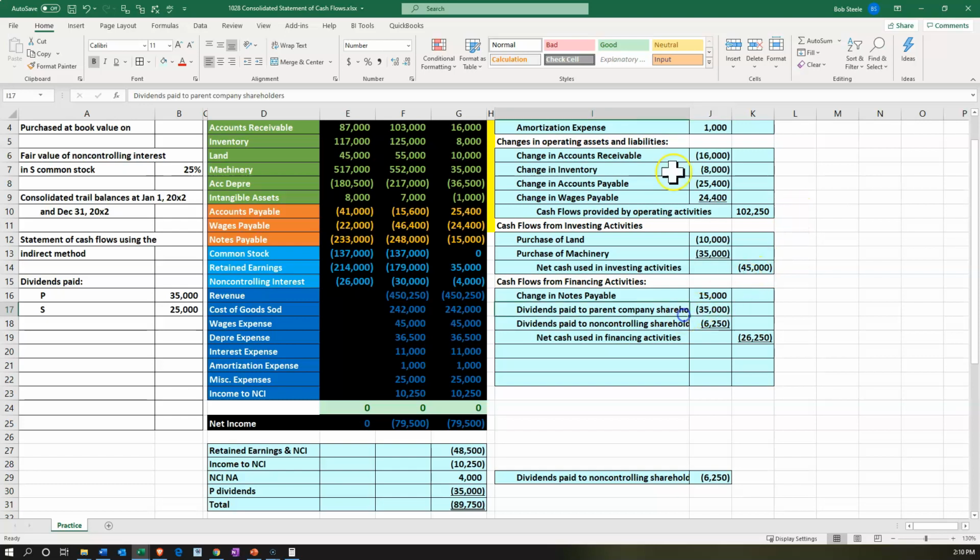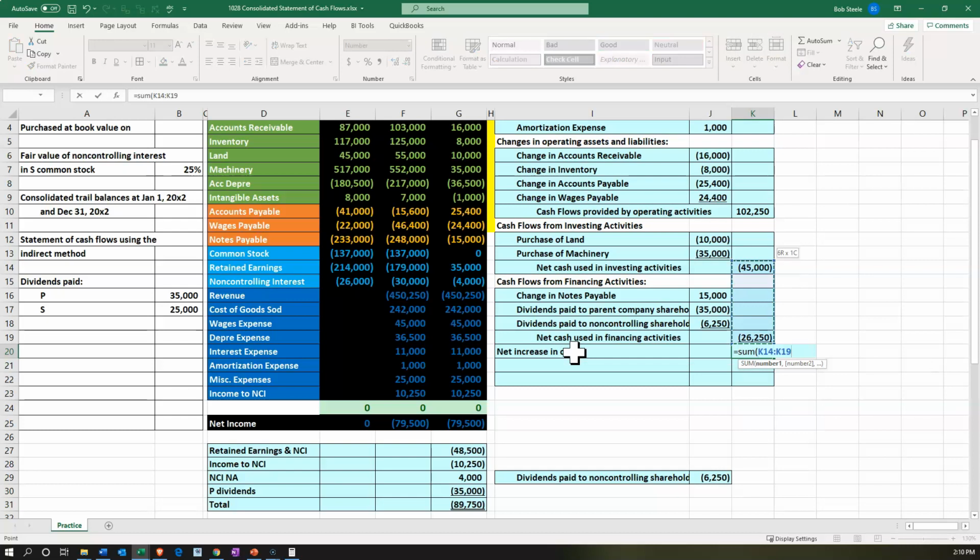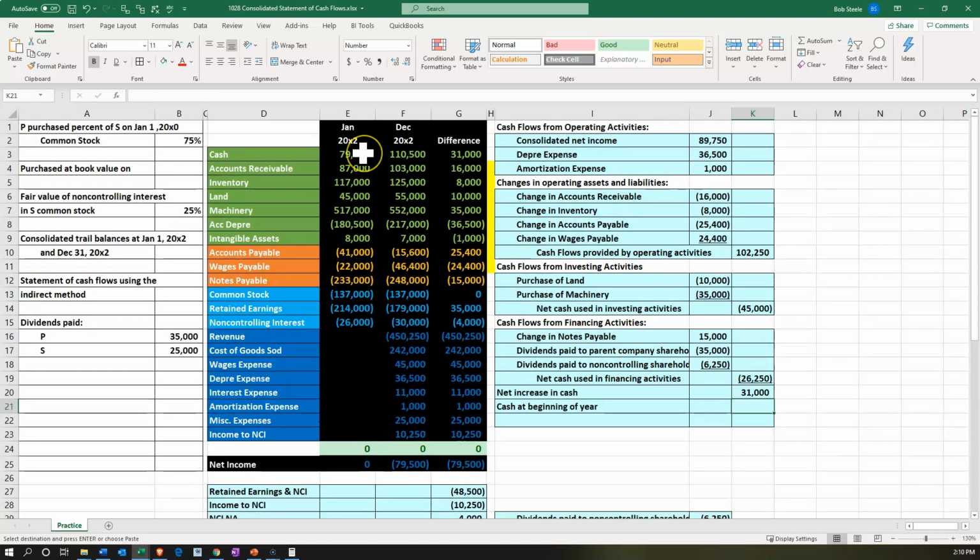Okay, so then we're going to say that the net cash increase is, we're just going to sum up this outer column. Summing up the outer column, we're getting to that 31,000. Then we're going to compare that to the cash at the beginning of the year. So cash at the beginning of the year is going to be on the beginning trial balance. I'm just going to say that that's going to be equal to the 79.5. And then we got cash at year end, which is going to be the sum of these two items, and that's going to be the 110,500, which of course should match this amount and the amount on the balance sheet.